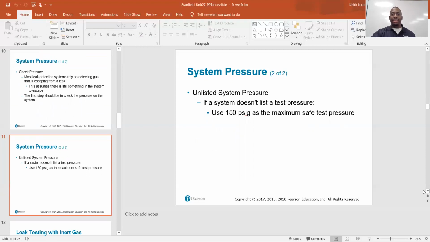Unlisted system pressure. If a system doesn't list a test pressure, use 150 PSI as the maximum safe test pressure. So that's where I usually go to. At 150, you could pretty much expose any leak. Some people like to go to 250, which is fine depending on the system. You just have to check the test rates. It's usually on the data tag.